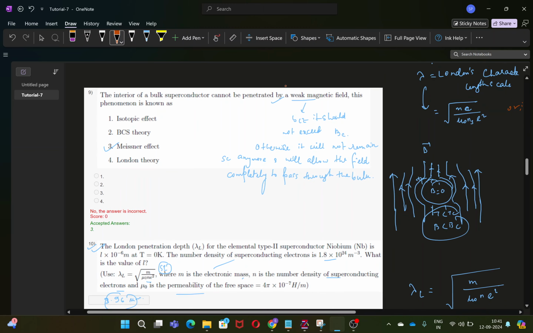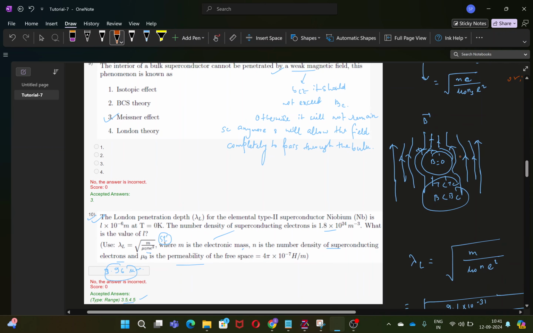And why is it called a weak magnetic field and not strong? Because there is a critical magnetic field value of the superconductor. If you exceed that value, then the material will not be superconducting anymore. So we have to be below the critical field regime, and that is a weak magnetic field that is being applied, and it cannot penetrate the bulk superconductor, because it has perfect diamagnetic property with B equal to 0 inside.